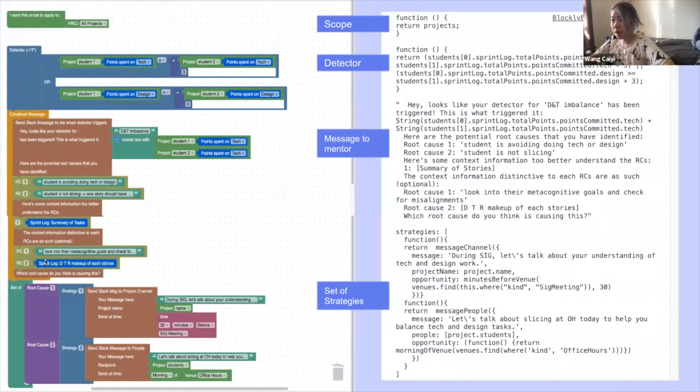And after the mentor has created the above script, on the system side, it will compile to a script that looks like this, which is partly orchestration script, partly the customized message, and the strategies that will be enacted in the agent.